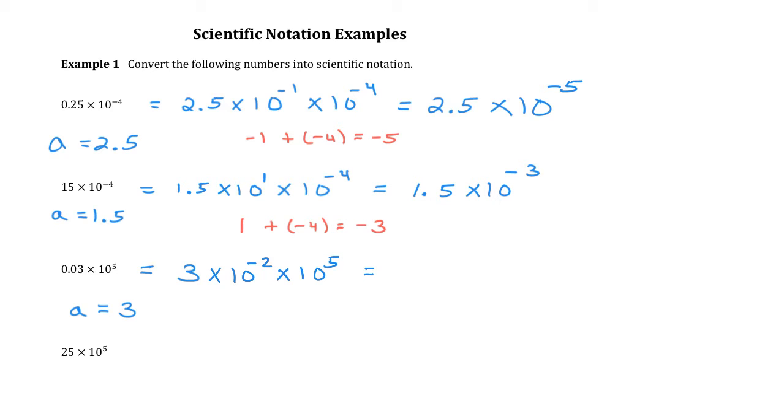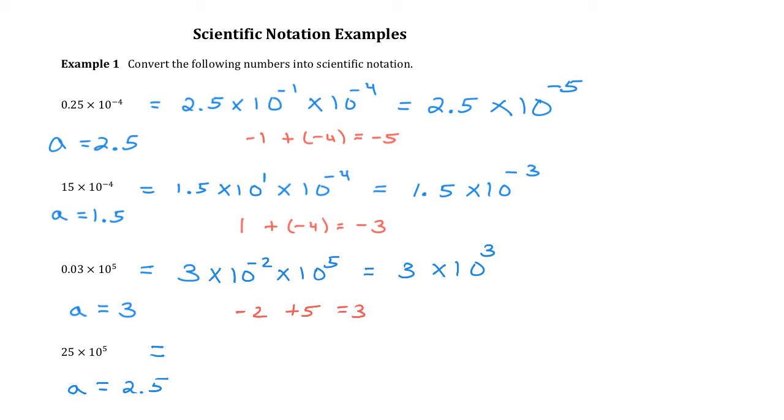And when I simplify my work, again, I'm just adding my exponents. Negative 2 plus 5, which is 3. So I have 3 times 10 cubed. And that is definitely in scientific notation. And just one more here. I can't use 25, but I can use 2.5.